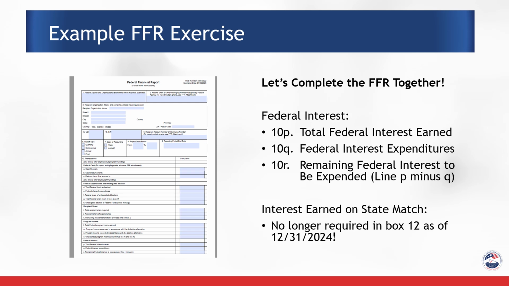Now let's look at the FFR up close. Let's complete an FFR together. We're going to focus on 10P, 10Q, and 10R, which are the lines that focus on interest earned for federal amounts, federal interest expenditures, and then the remaining balance. And then we're going to poke into the no longer required state match information in box 12.